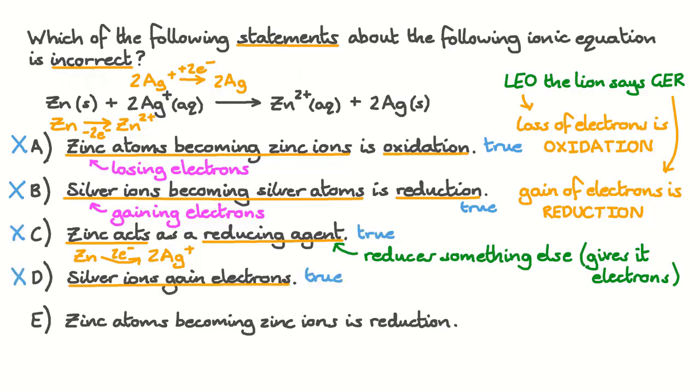And since we've already discussed that it's the silver ions that receive the electrons, we know that silver ions gain electrons is a true statement, and therefore not our answer. The last statement suggests that zinc atoms becoming zinc ions is reduction. But we know that in this process, the zinc atoms are losing rather than gaining electrons. So this is not reduction, this is oxidation. So of the 5 statements given about the ionic equation, the only one that's incorrect is that zinc atoms becoming zinc ions is reduction.